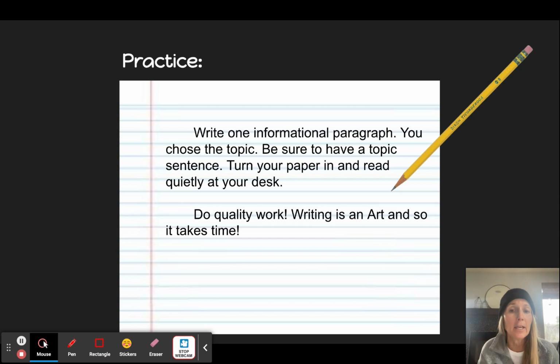You're going to turn in your paper and then you'll read quietly at your desk. Be sure that you're doing quality work. Remember, writing is an art. That's why it's called language arts. So it takes time. It's not anything that is done quickly. Really think about it. Make sure that you know that your paragraph has a topic sentence and it has 4 supporting sentences that go along with it and that provide unity of your paragraph. So you don't need a closing because you're not closing the paper out. It is just one short paragraph. I'm excited to see what you get.